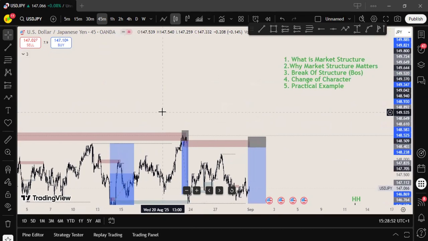In my next video, I'm going to be talking about what liquidity is and why it matters in the market. Both market structure and liquidity go together. They are like bread and butter, jam and jelly, whatever. They matter a lot. If you understand market structure and liquidity, there is a high chance you'll be a very, very profitable trader in less than a year.